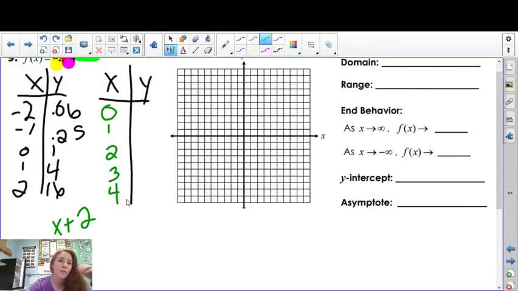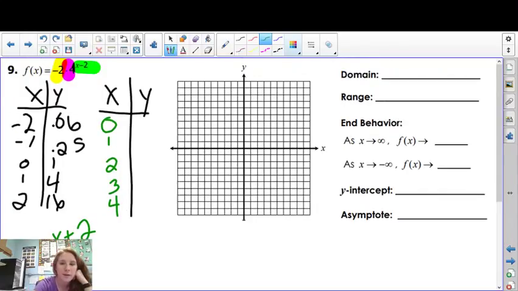And then what I'm going to do is take all of my y's, and since it's a multiplier now, I'm going to change to a golden color to indicate our yellow. Can you see this okay? That's not bad. So I'm going to take all of my y values times -2 that's in front. So 0.06 times -2 is -0.12. 0.25 times -2 is -0.5. 1 times -2 is -2. 4 times -2 is -8. And 16 times -2 is -32.